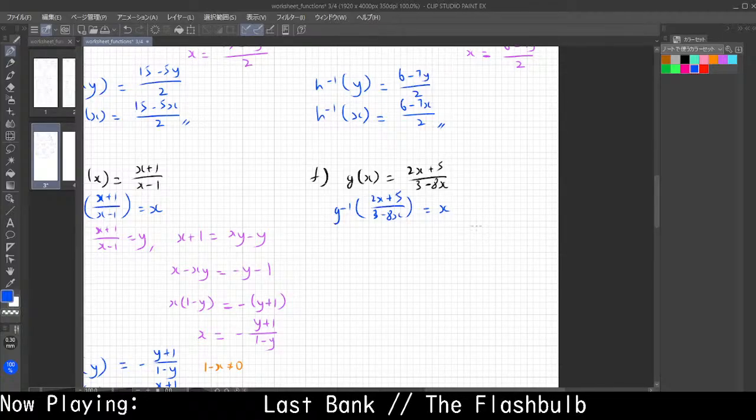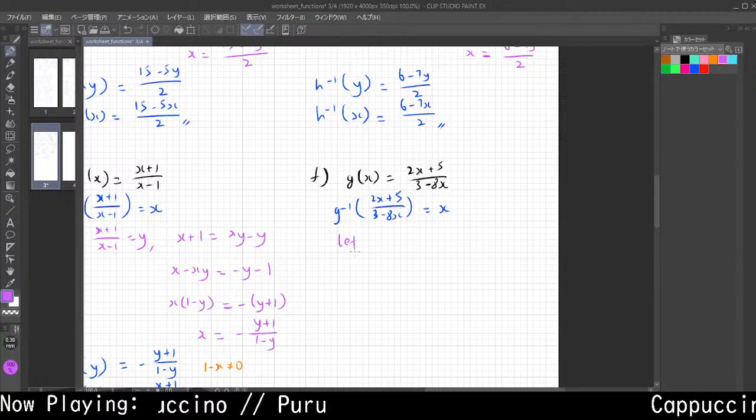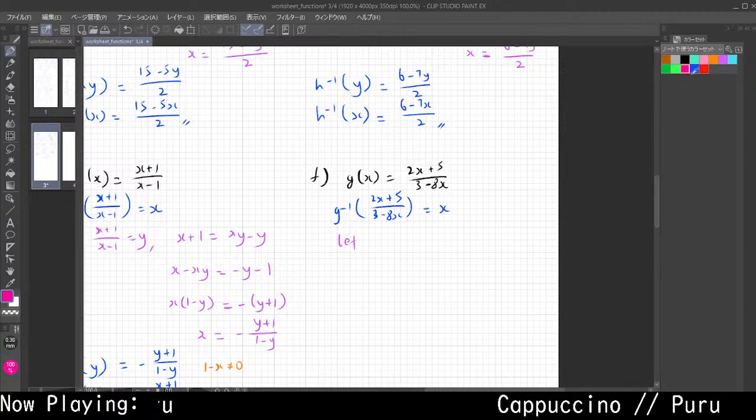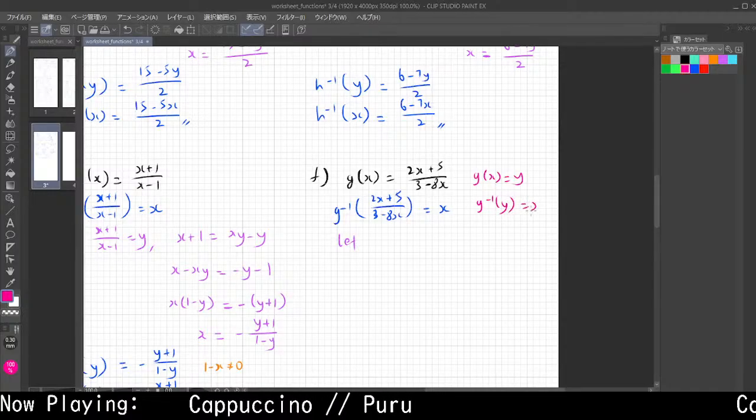So please, if you want to use y, please at least write out the lines g(x) equals y, g inverse of y equals x. Please write these.